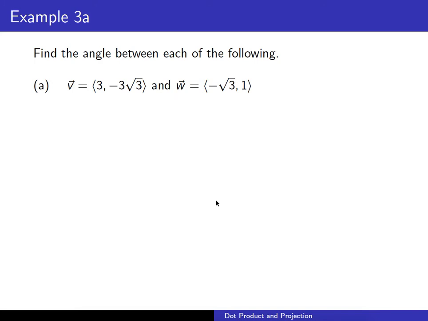So we're going to start with vector v is 3, negative 3 square root of 3, and vector w is negative square root of 3 and 1. So first up, let's find the dot products like we did in the last video. So 3 times negative square root of 3 plus negative 3 square root of 3 times 1. When we do that calculation, we get negative 6 square root of 3. So that's our numerator for inverse cosine.